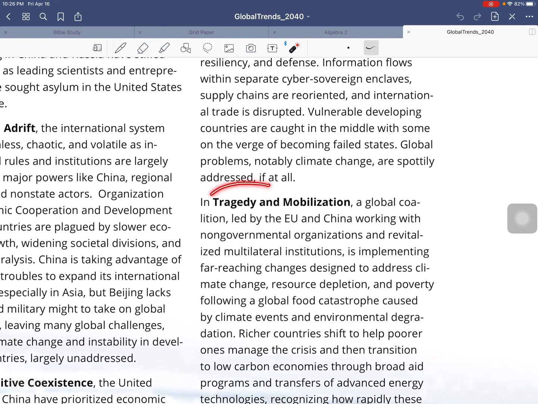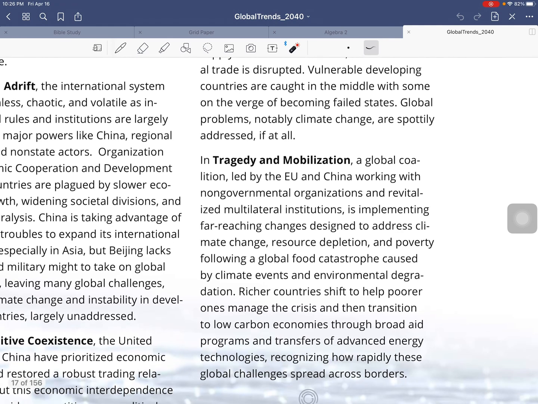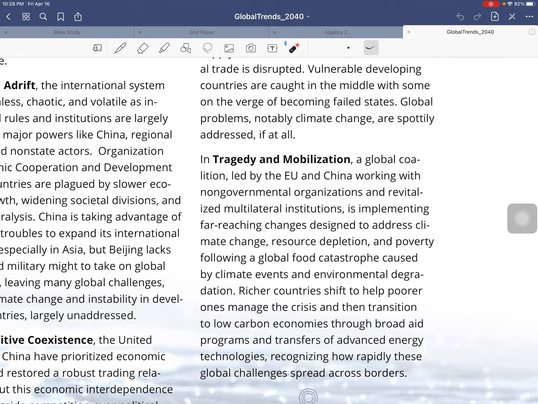In Tragedy and Mobilization, a global coalition led by the EU and China, working with non-governmental organizations and revitalized multilateral institutions, is implementing far-reaching change designed to address climate change, resource depletion, and poverty following a global food catastrophe caused by climate events and environmental degradation. Richer countries shift to help poorer ones manage the crisis and then transition to a low-carbon economy through broad aid programs and transfer of advanced energy technologies, recognizing how rapidly this global challenge spread across borders.